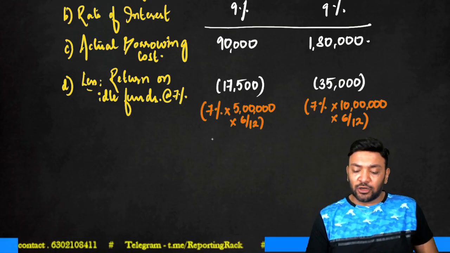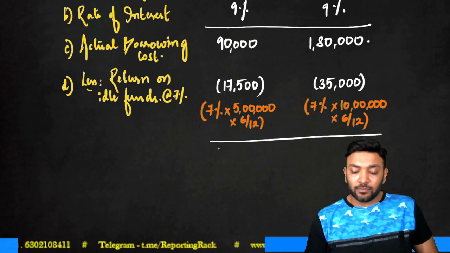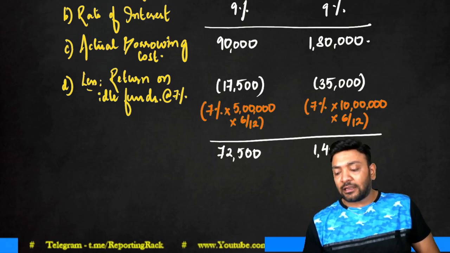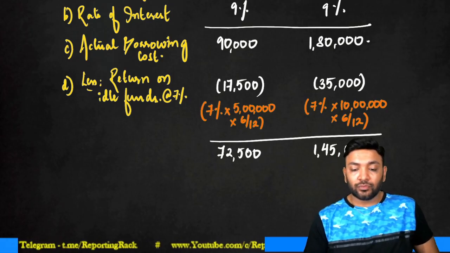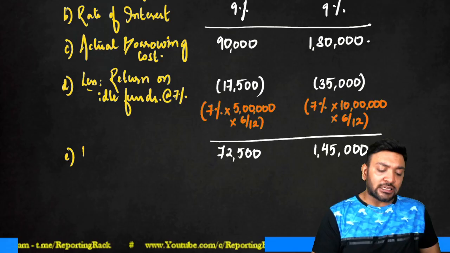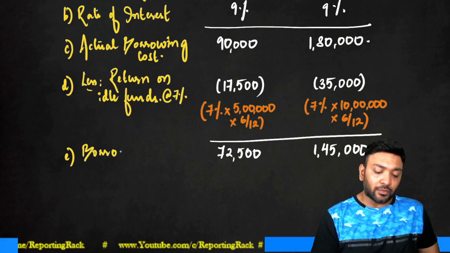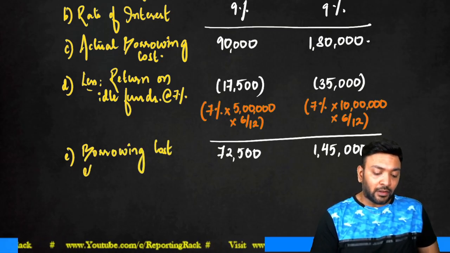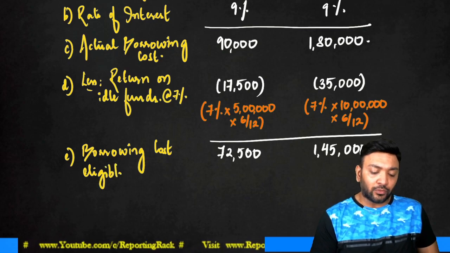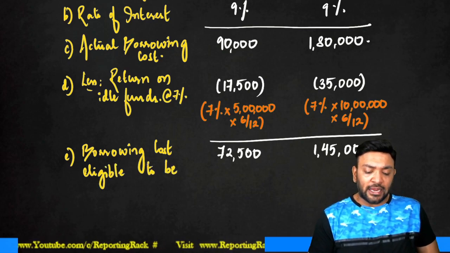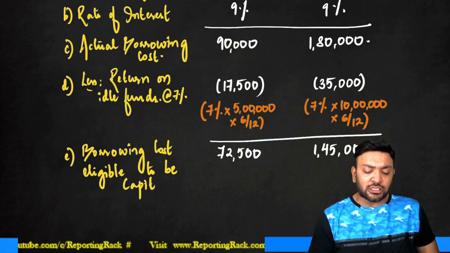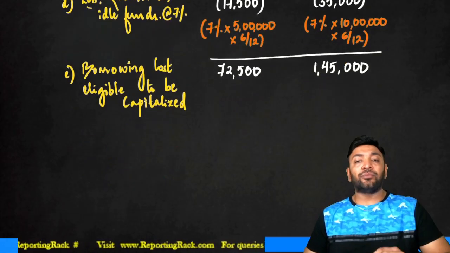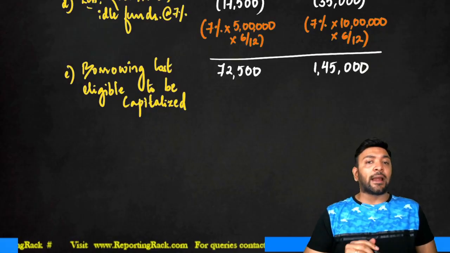Therefore, the amount eligible to be capitalized is 72,500 and 1,45,000. This is borrowing cost eligible to be capitalized. Borrowing cost eligible to be capitalized is actual borrowing cost minus return on idle funds. So therefore, this is the answer of borrowing cost eligible to be capitalized.